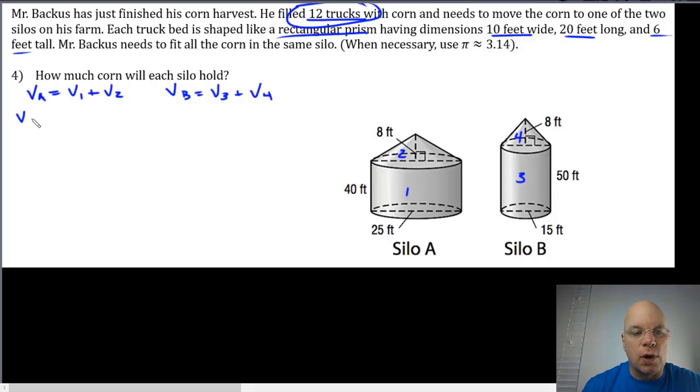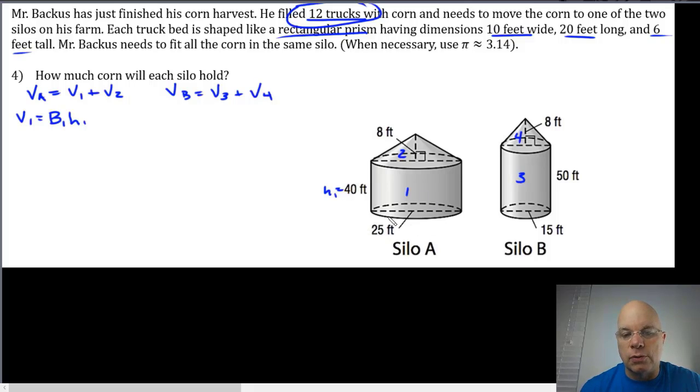The volume of cylinder 1, volume of any cylinder, is equal to the area of the base. We use capital B to indicate area of the base. And since we have different circular bases in this picture, I'm going to indicate the area of the circular base 1 multiplied by the height of the cylinder, so H1.